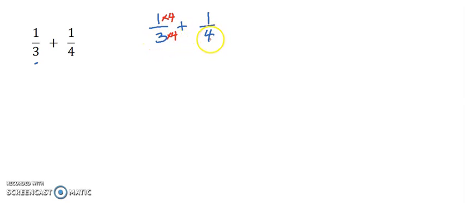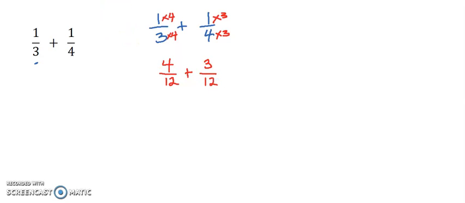Over here with the fraction that's 1/4, what can I do to make this 12? I'll have to multiply it by 3. 4 times 3 will be 12, and I multiply the numerator by 3. So what are the new equivalent fractions? 1 times 4 is 4, 3 times 4 is 12. And what is the new equivalent fraction here? 1 times 3 is 3, 4 times 3 is 12.